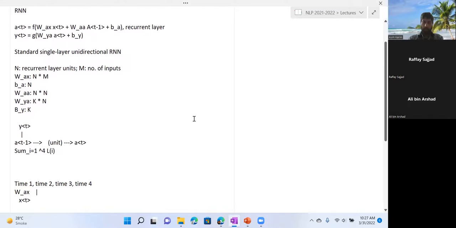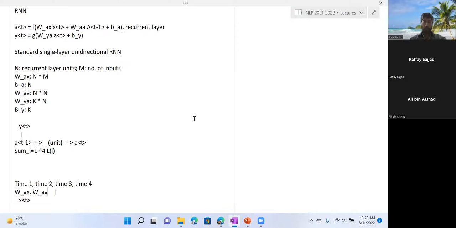So WAX, for example, or WAA, this is the same for layer one, layer two, layer three, layer four. They are shared. Of course, this is just to build a better analogy with the standard feedforward neural networks. Of course, there is just one layer in the recurrent layer, but since that same information is propagated four times, you can think of four separate layers. But each layer has the same parameters.